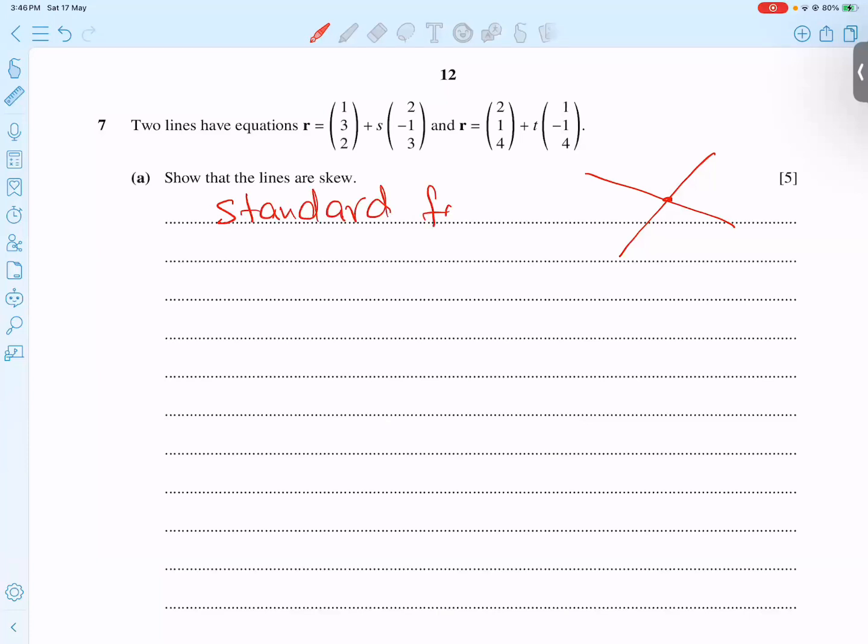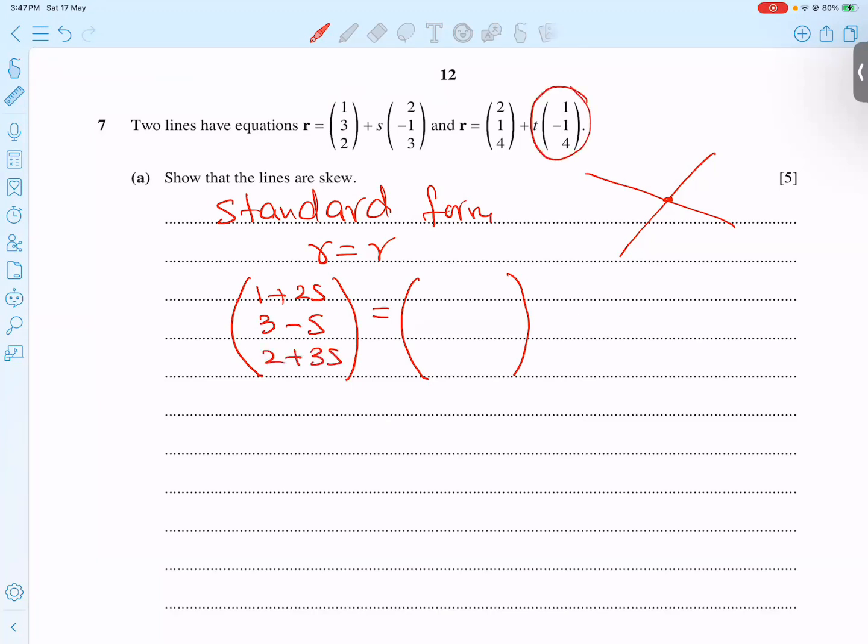So standard forms, how to convert it? Multiply s inside and add with this column vector. So r is equal to r after that. So this first column vector, first standard form, how to write it: 1 from here, and s to 2s plus 1. So I'm writing 1 plus 2s. And this is very clear, so I can write 3 minus s and 2 plus 3s. Same for t, multiply inside and add with this: 2 plus t, 1 minus t, and 4 plus 4t.